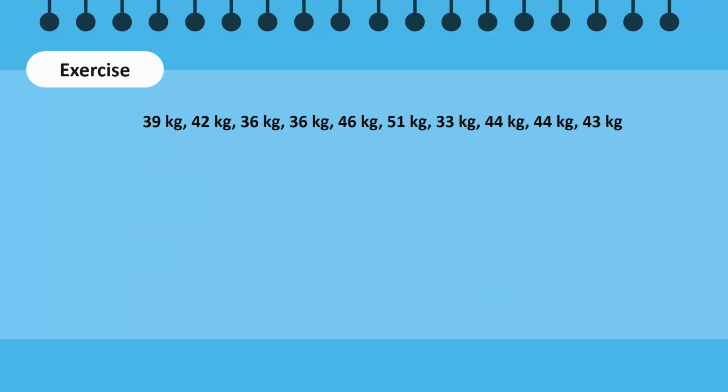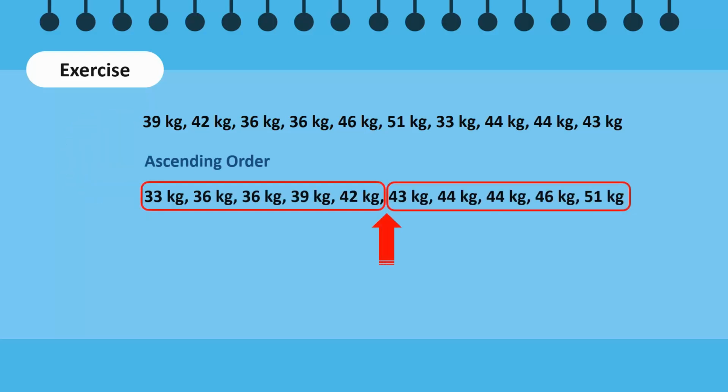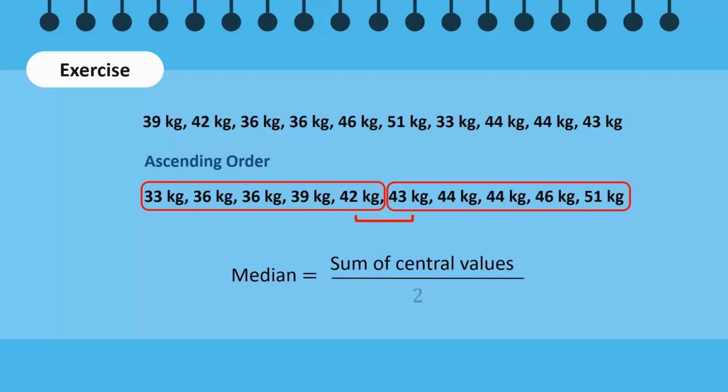To find the median, let's arrange the values in ascending order. Notice that since the number of values is even, when we make two equal groups to find the central value, no value lies in the middle. Hence, we use the two central values and find their mean. The fifth and sixth values lie in the center. Their mean will be 42 plus 43 divided by 2, which is equal to 42.5. Hence, the median weight of the students is equal to 42.5 kilograms.